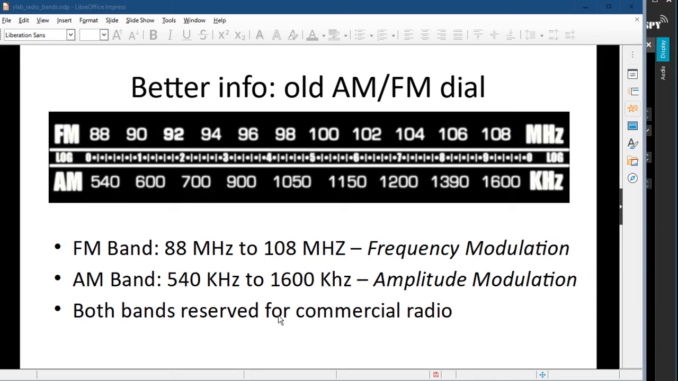So this is how radio dials used to look. It gives us a lot more information. It's like the difference between blindly following GPS instructions and looking at a detailed map. Now the dial clearly shows that the radio can handle two bands, AM and FM.